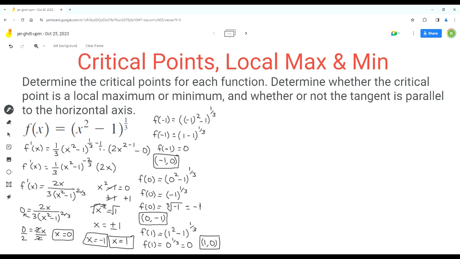Now we have to analyze the second part. So it says determine whether the critical point is a local maximum or minimum. Now for that we can use the first derivative test. So we can use the number line method to find whether the function is increasing or decreasing on both sides of these critical points. So we'll start by drawing a number line and showing our critical numbers on it.